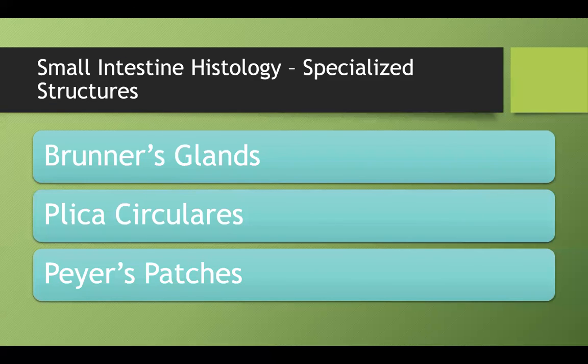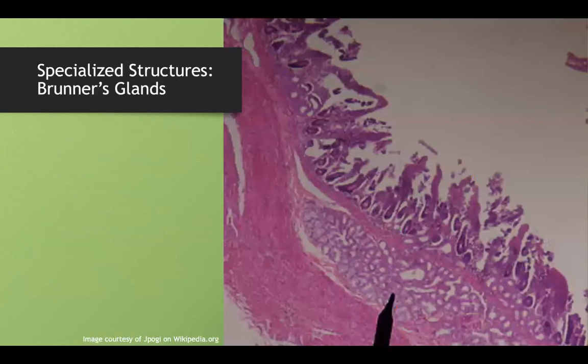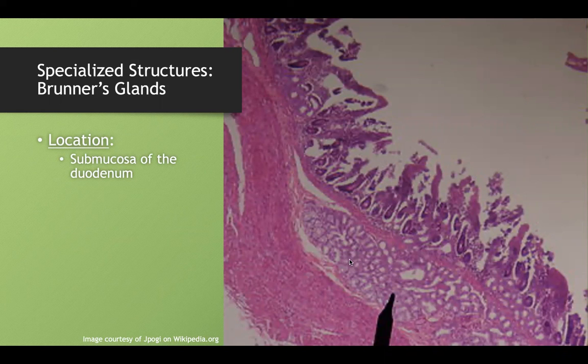There are three specialized structures you should know that exist throughout the small intestine in specific parts. We'll start with the Brunner's glands. So the Brunner's glands are located in the submucosa of the duodenum. I know I didn't show a really good picture of the submucosa last time, but here you can see we have our lumen, you can see some villi here. This is all of our mucosa, and here you can see our muscularis mucosa, which is the deepest layer of our mucosal layer, and below that we have our submucosa.